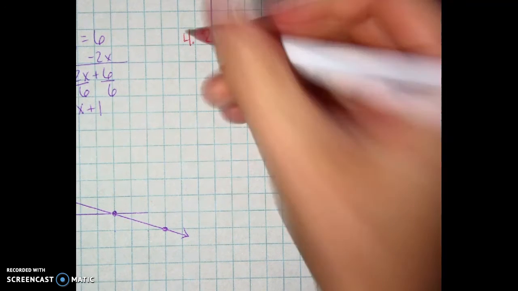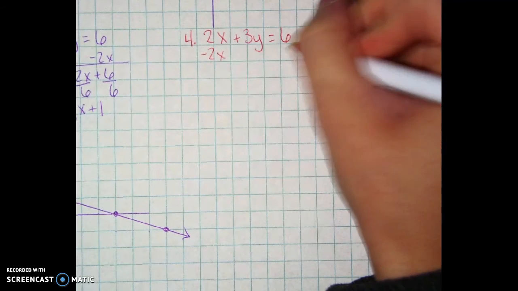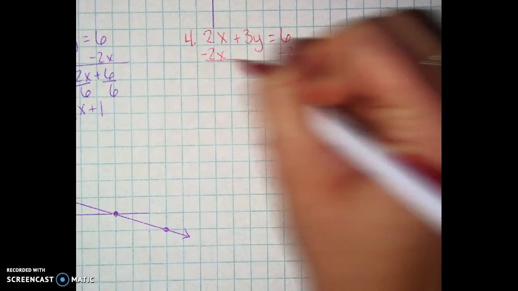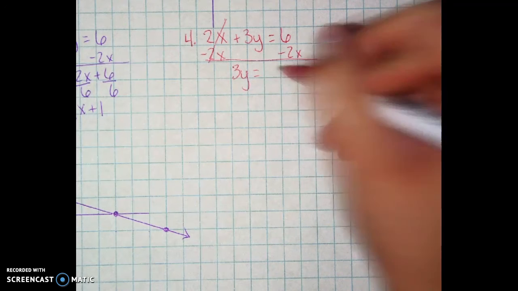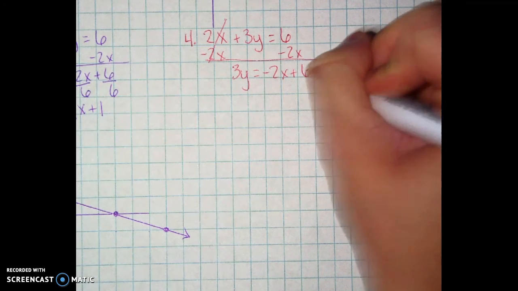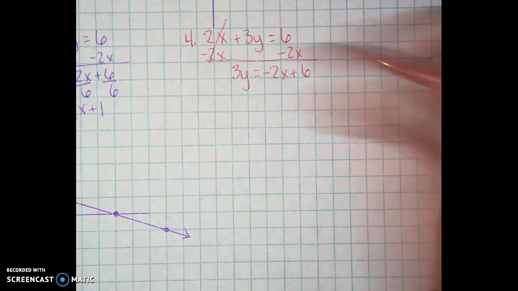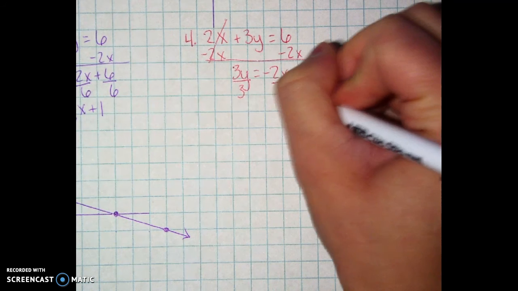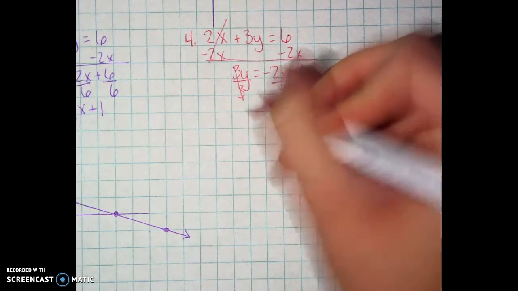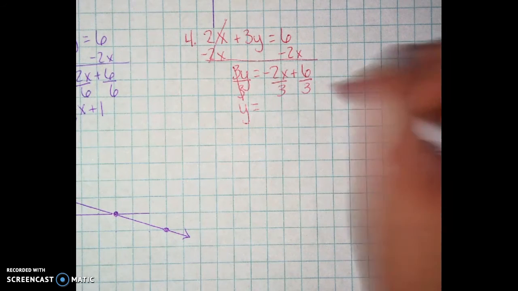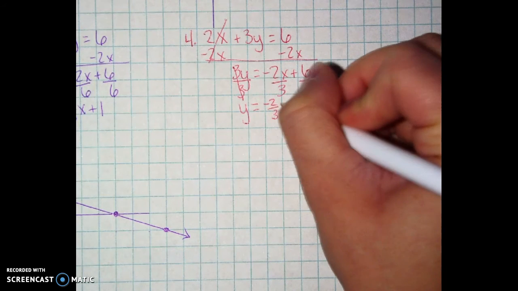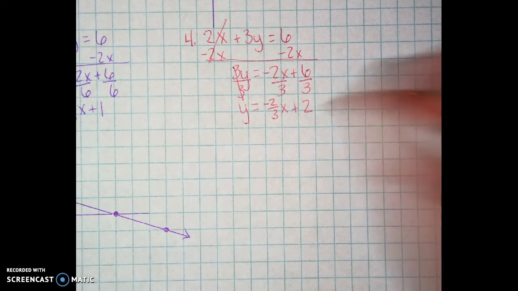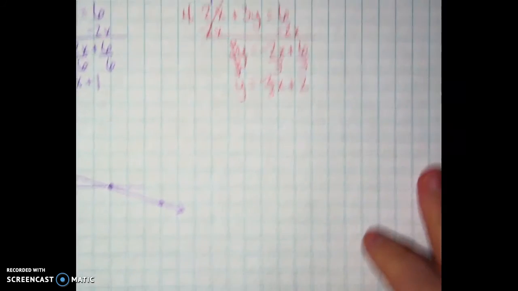Okay, to get y by itself, I'm going to first subtract 2x. So that's 3y equals negative 2x plus 6. And then I'm going to divide everything by 3. That gets me y equals, I can't reduce that down any further, so that's negative 2/3 x plus 2. Now I can graph it.